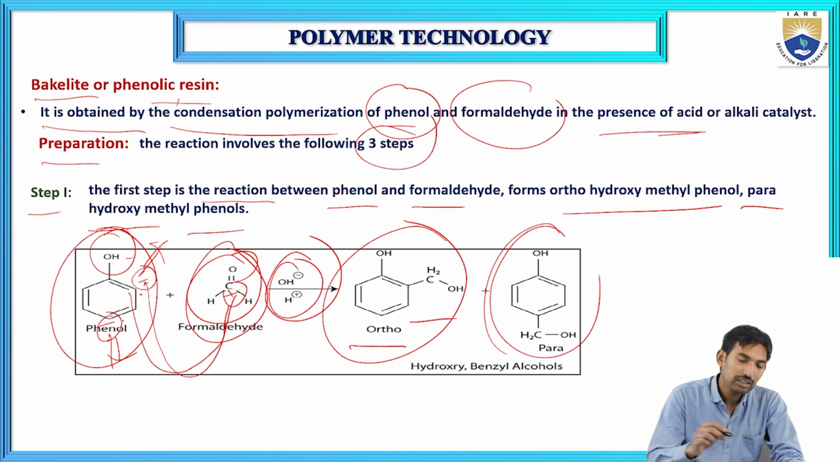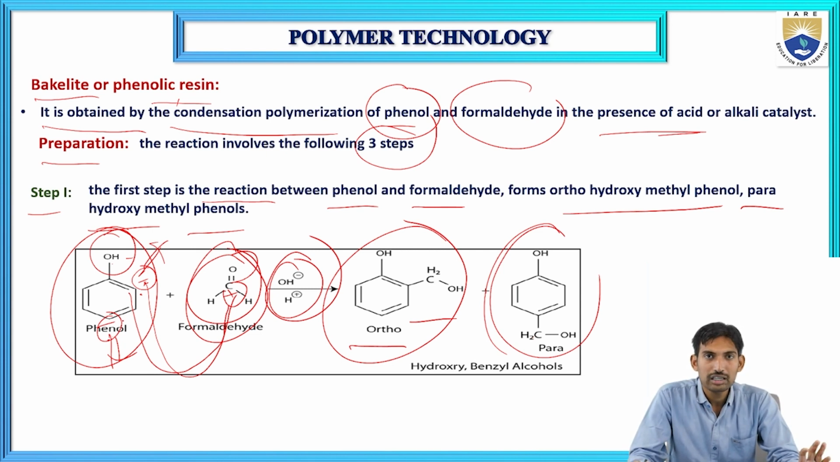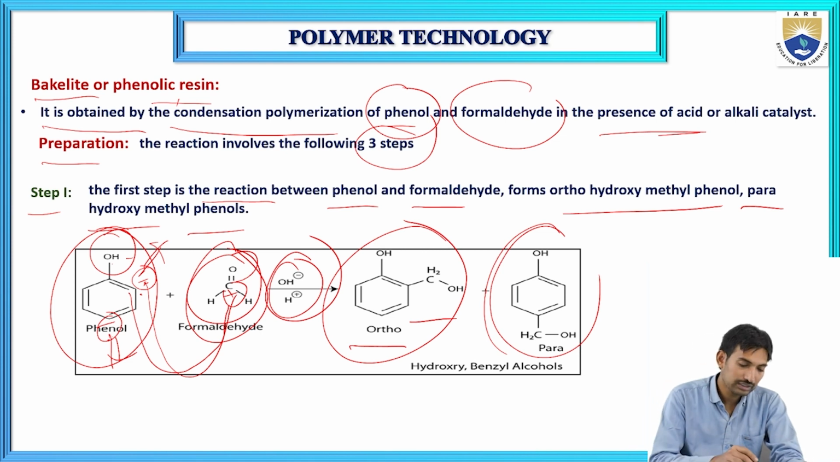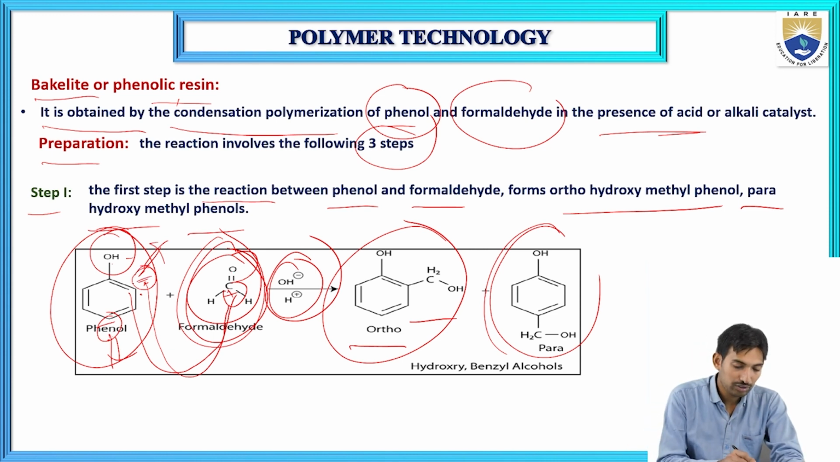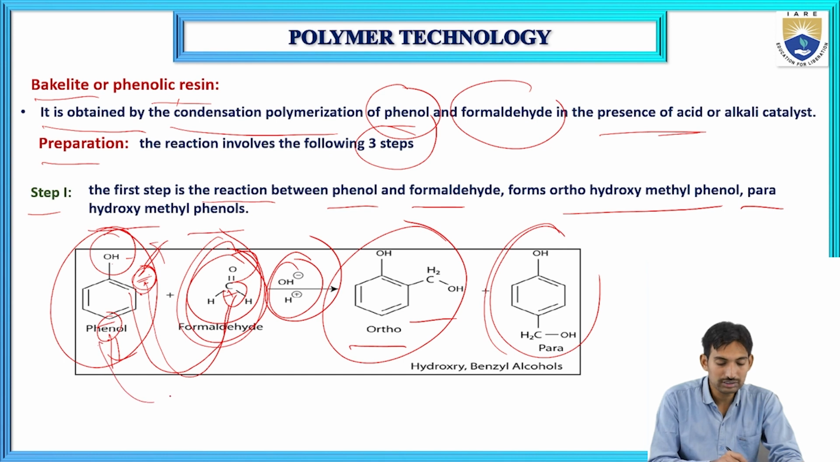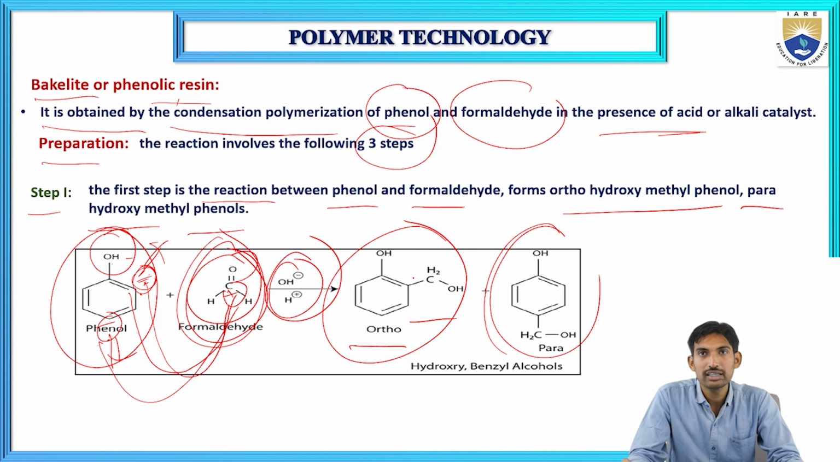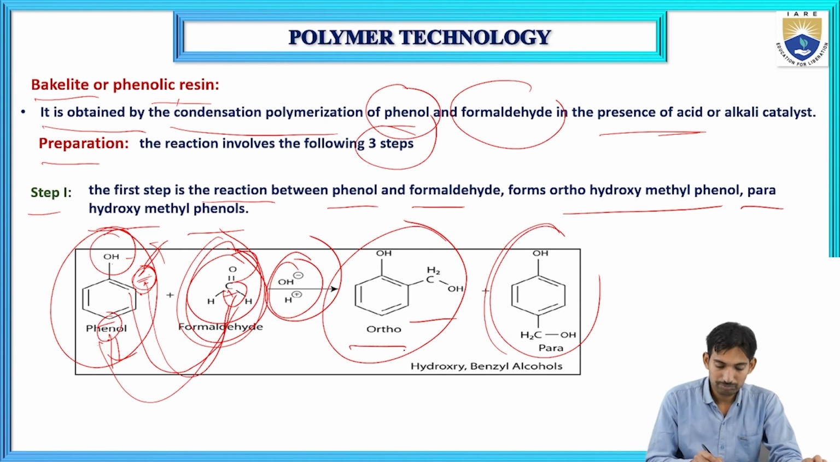In phenol, the OH group is present. That acts as an ortho and para directing group. Hence, nucleophilic charge is generated at the ortho and para positions. These nucleophiles react with formaldehyde in the presence of acid or basic medium. The formaldehyde forms a strong electrophile. These nucleophiles at the ortho and para positions react with this electrophile and form two things: ortho-hydroxy methylphenol and para-hydroxy methylphenol. In the first step, these two are formed.